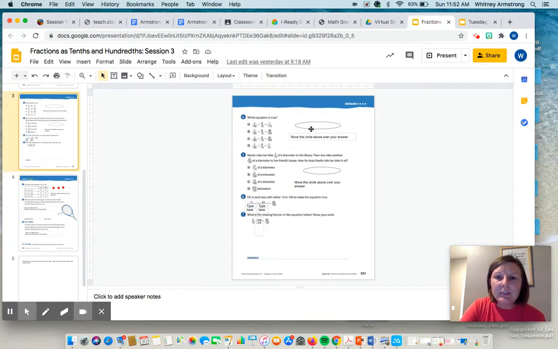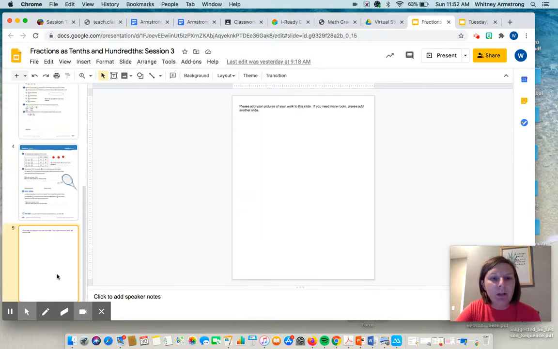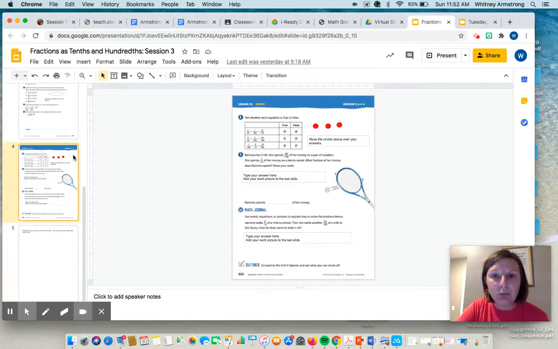So you'll see there's a few things. You may have to drag and drop some stuff. You may have to type in your answer. But also remember the last slide, that's where your work goes, okay? Take pictures of your work so I can see what you're doing. That way, if you're doing something wrong, I can go back and correct you, okay?